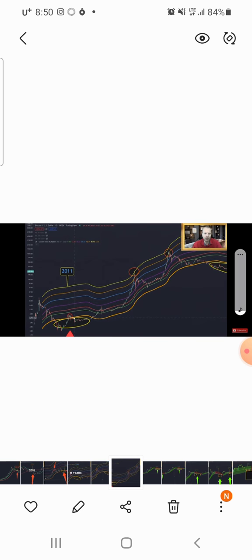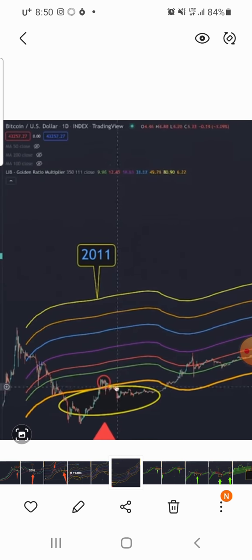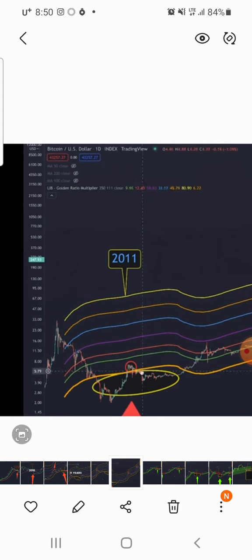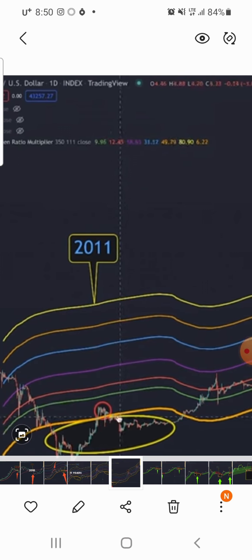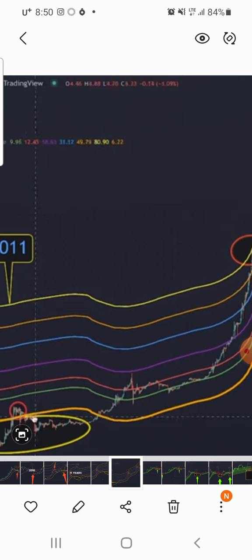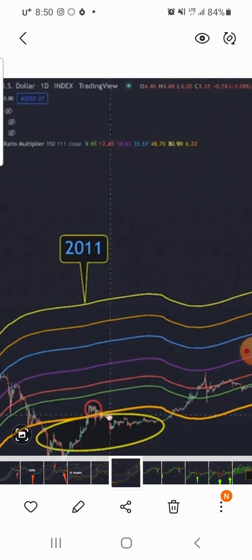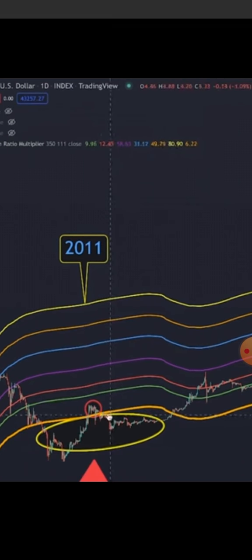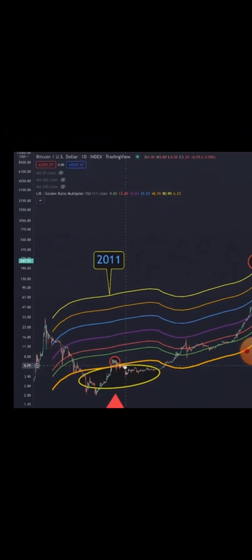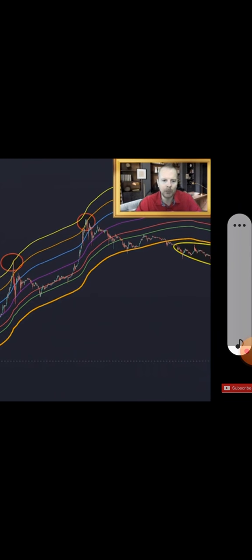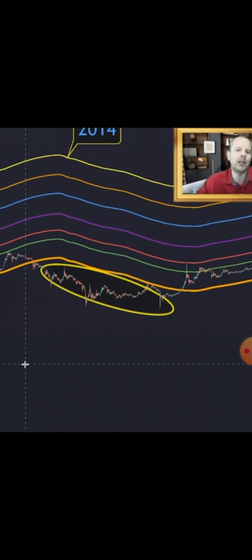Here's another thing from Crypto Crew University. See the orange line on the bottom? Okay. Notice how you tested the orange line, it got rejected, it got pushed back down. All right. 2014. Same thing, got pushed back down.